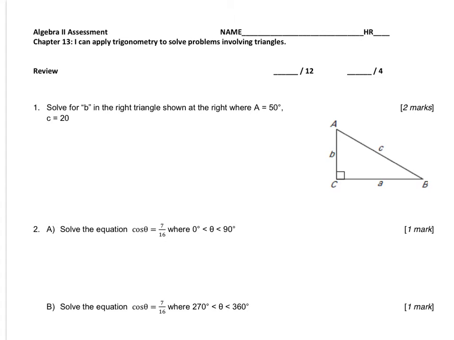Okay, here is our Chapter 13 review. Question 1. Solve for B in the right triangle shown at the right where A equals 50 and C equals 20. So, right triangle means that we can use SOHCAHTOA. You could also solve this with the law of sines, but I am going to show the SOHCAHTOA method.